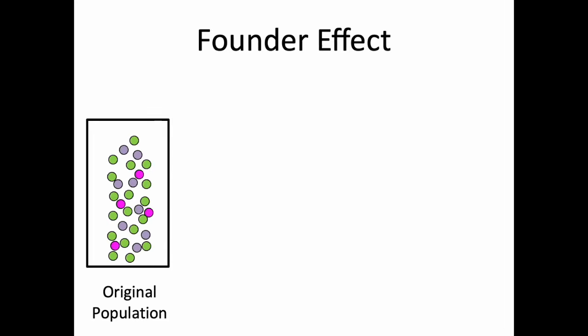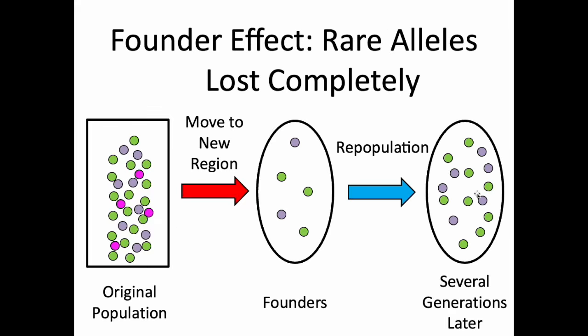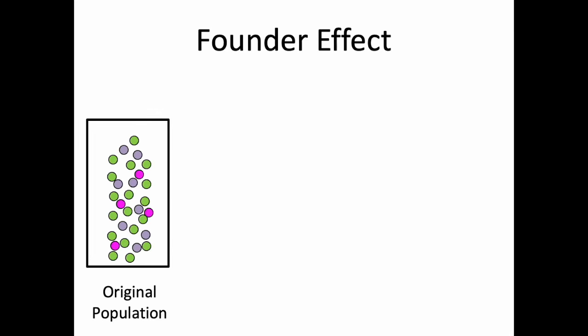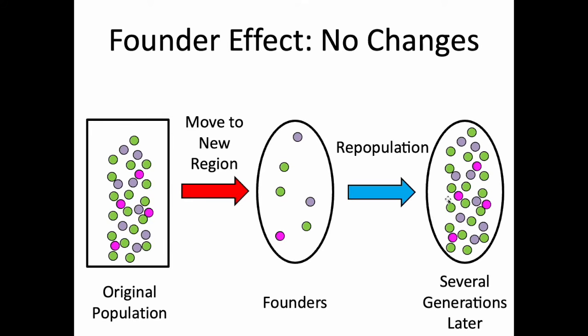That's not the only way it can be. Or we could have an original population. These are our randomly selected founders, and after a few generations, here's what it looks like. That rare allele has been lost completely. Or, maybe you're seeing what I can do. I just lazily took my bottle and relabeled it here with a square. Original population, founders, new population, pretty much the same thing.